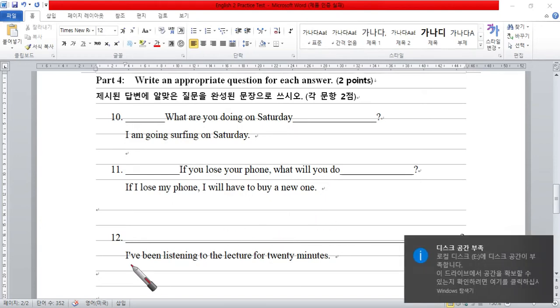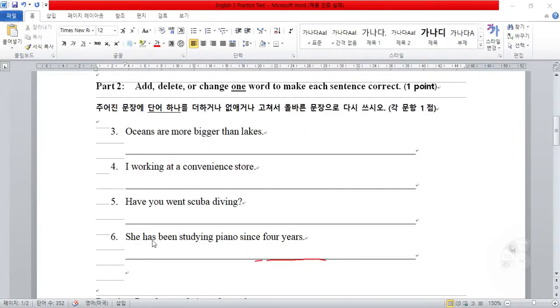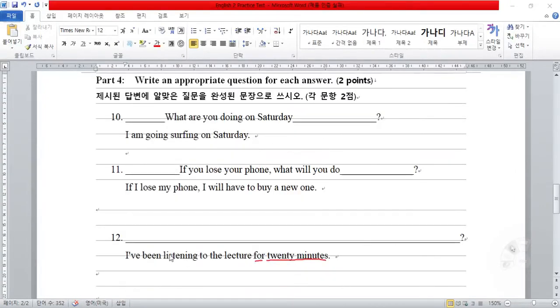All right, number 12. I've been listening to the lecture for 20 minutes. One thing we'll notice right away, again, these time forms: for 20 minutes. This looks like something that we studied earlier, where she has been studying piano for 4 years. So in fact, you might have some of the answers right here in your own test. I've been listening, and the grammar is the same as well. The main part of the verb is listen, but you have the have, the past participle, and the ing. So we're looking at the present perfect continuous, or present perfect progressive, I guess they call it. I've been listening to the lecture for 20 minutes.